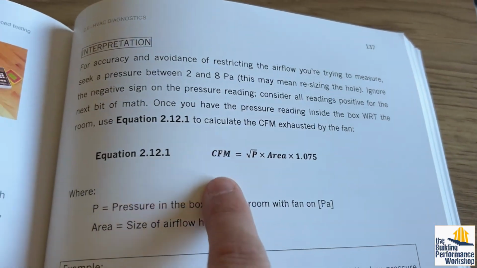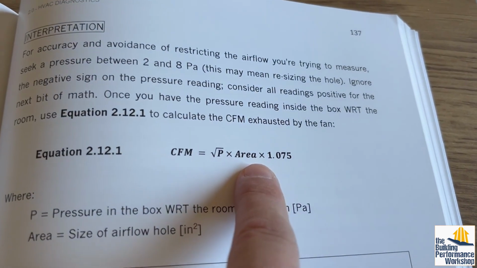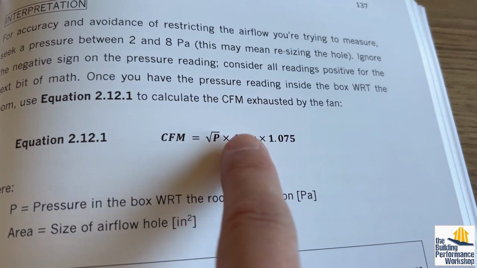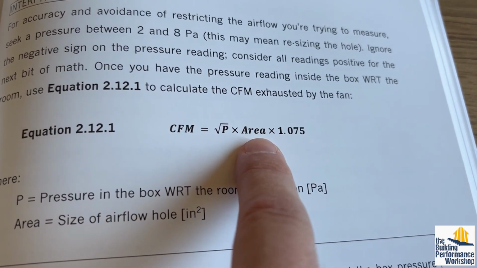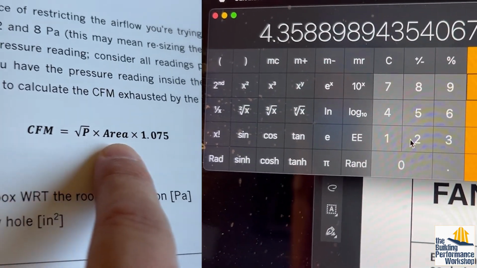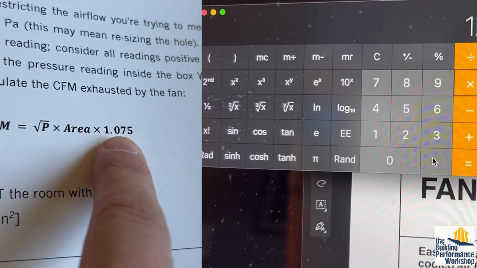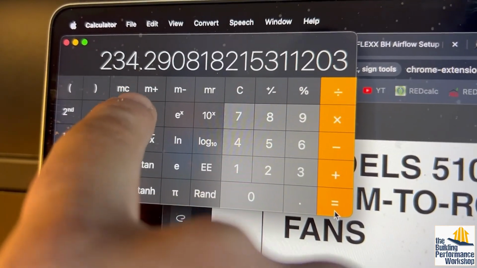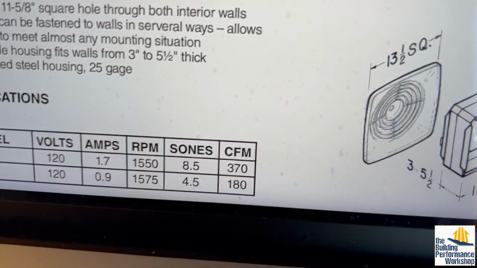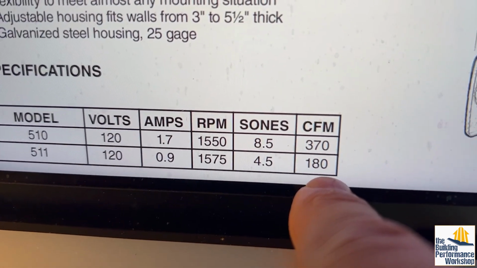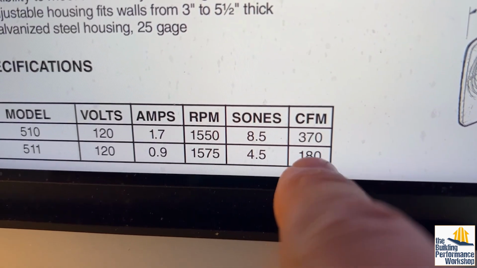But instead of a box for area here, we're gonna use this 8-inch duct that the fan is built into. So we're gonna use an 8-inch duct cross-sectional area, which is 50 square inches. We've got the square root of the pressure times 1.075, 234 CFM, which means that this thing probably is not that. Although this test that I just ran is pretty ridiculous.